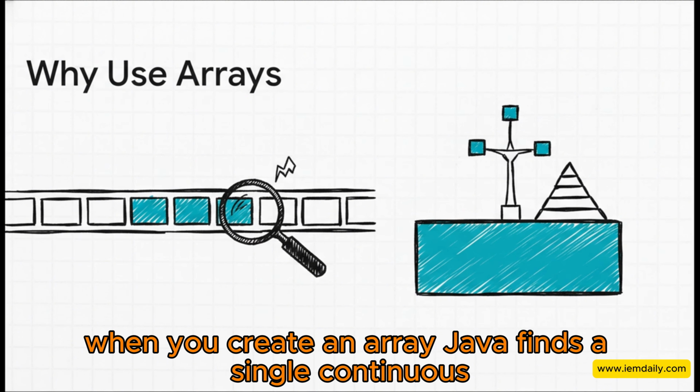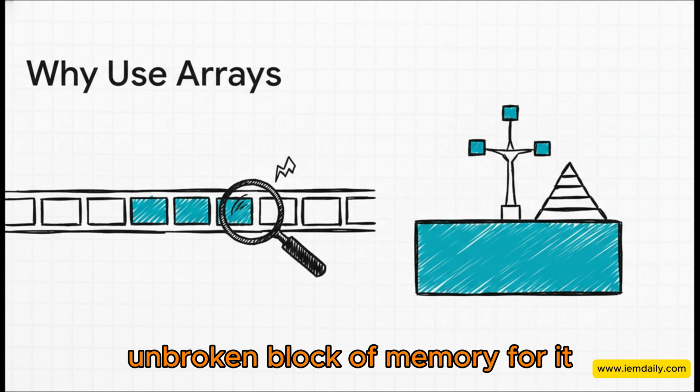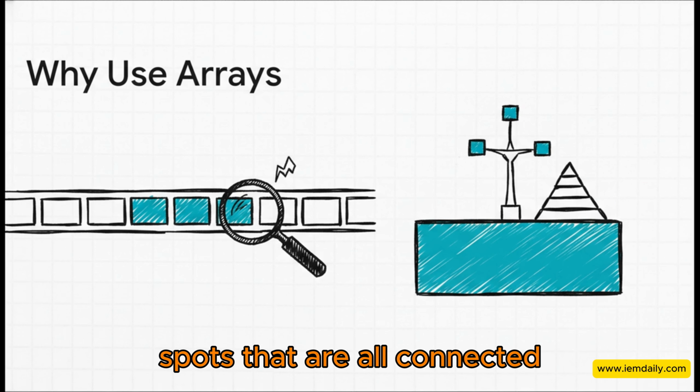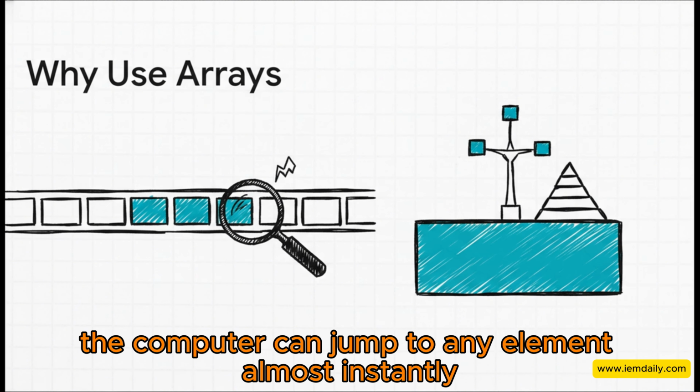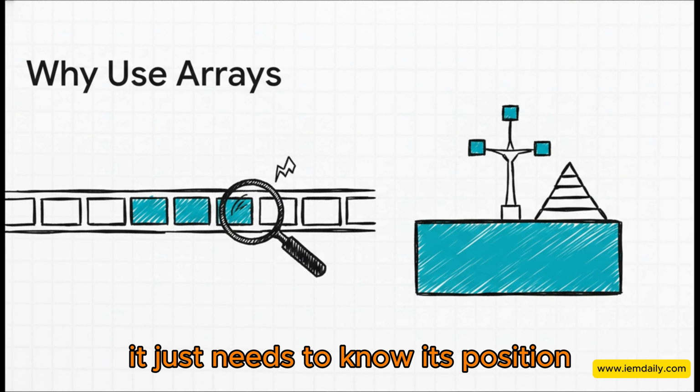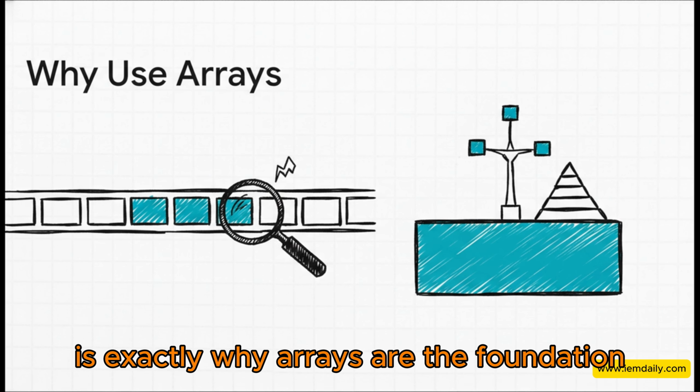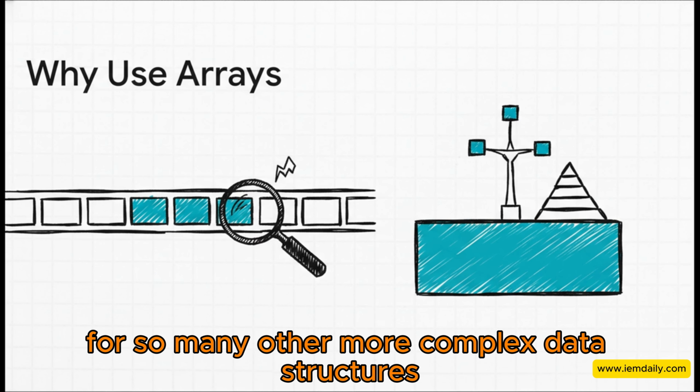When you create an array, Java finds a single, continuous, unbroken block of memory for it. Think of it like a row of parking spots that are all connected. Since they're all in a perfect line, the computer can jump to any element almost instantly. It just needs to know its position. This incredible speed is exactly why arrays are the foundation for so many other more complex data structures.